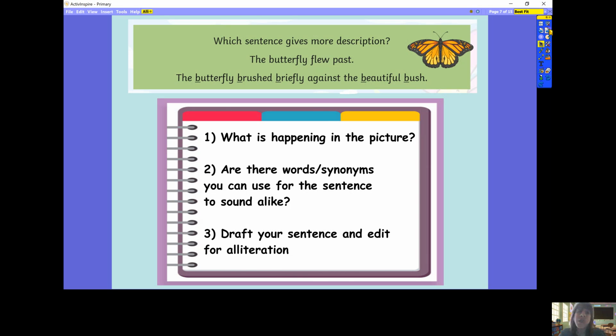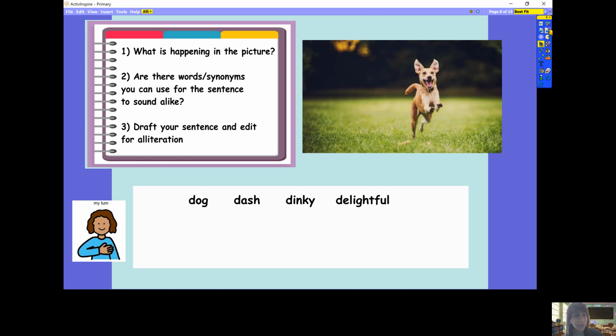I've underlined there. So we are going to use alliteration now to have a think about how we can describe certain objects. So my steps to success, which I'll have on the other slides as well. 1, what is happening in the picture? 2, are there any words or synonyms, which are words that mean the same thing, that you can use for the sentence to make the sounds of the word sound alike? Then I'm going to draft, so I'm going to make a rough sort of note of my sentence, and then I'm going to edit it to see whether I can fit in any alliteration where I missed it before. So I'm going to demonstrate a couple of examples to you, and then you're going to have a go.